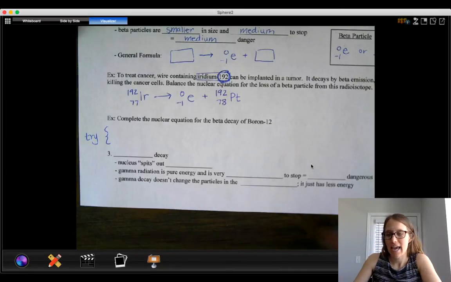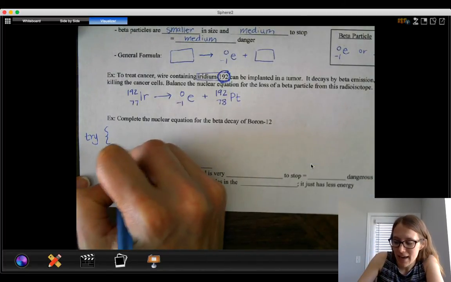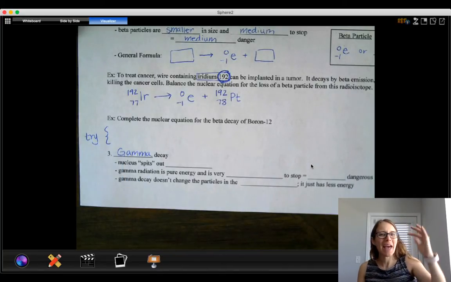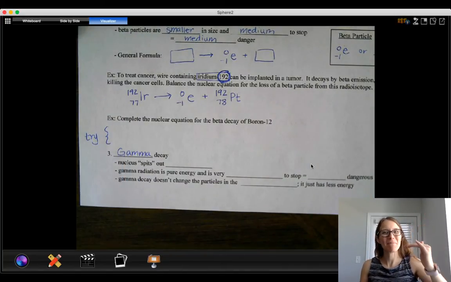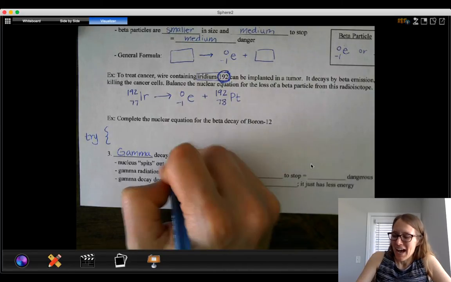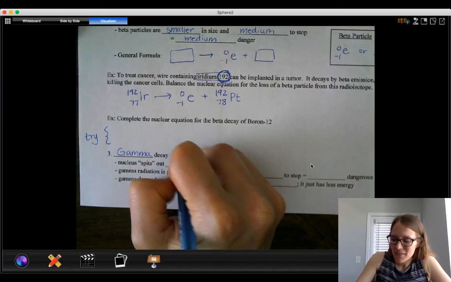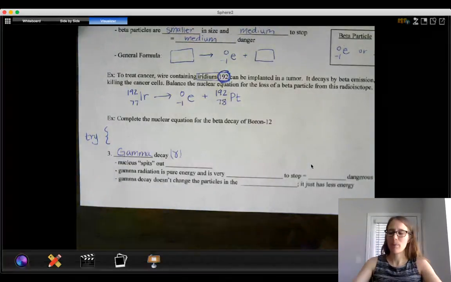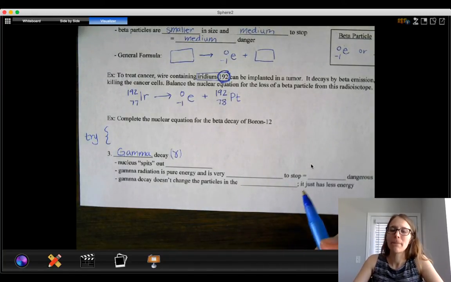Third type of decay is called gamma decay. If you notice these three types, they were in alphabetical order. We had alpha A, beta B. Be nice if we had C, but it's G this time. Gamma decay, the symbol kind of looks like this. We're not going to use it a lot, so it's not super important to recognize the symbol for gamma.